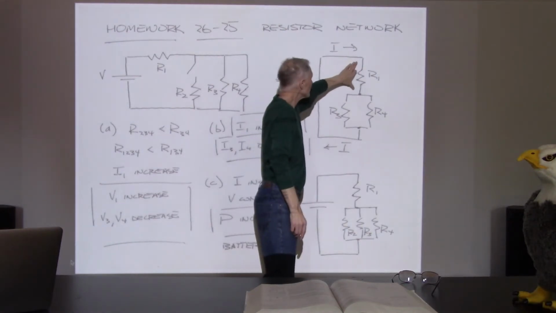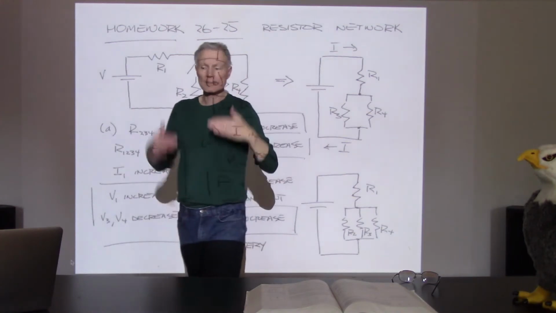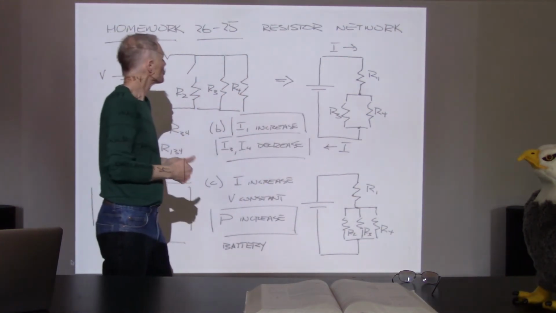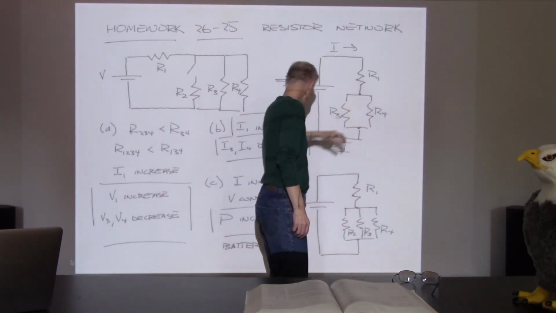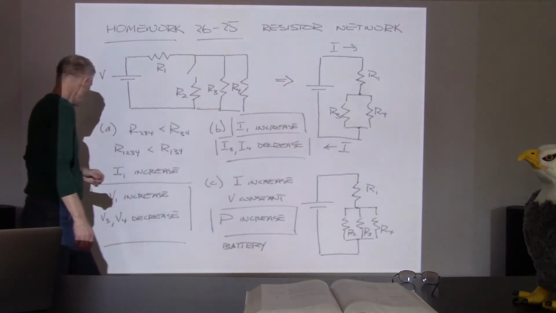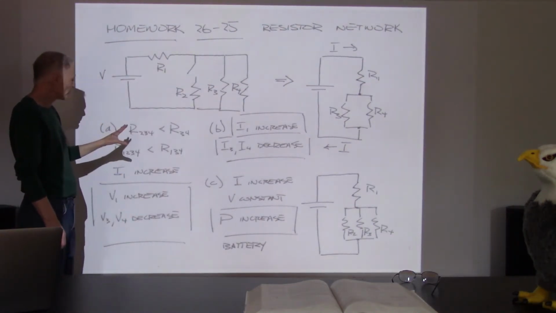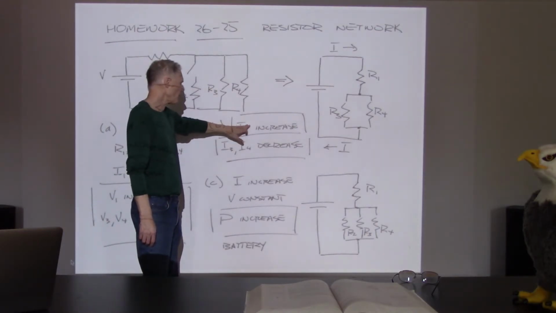So if this voltage has gone up here, then the voltage here has gone down because it's a fixed total amount. It's a zero-sum game. So this voltage goes up, this voltage goes down. That means V3 and V4 have decreased. Now if those have decreased, what we've established was that I1 has increased.